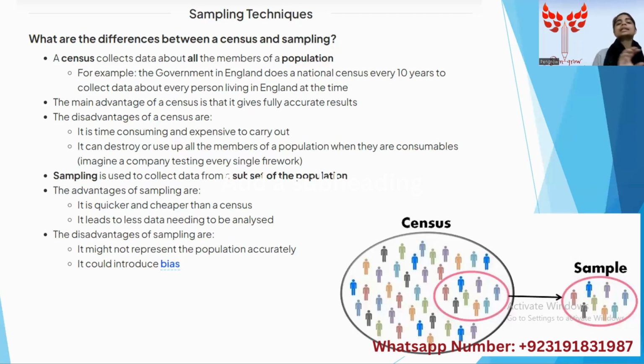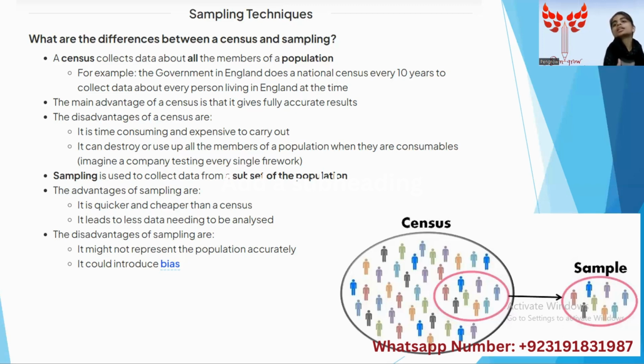That is when you're collecting data from a subset of the population. And the advantage of sampling is that it is quicker and cheaper than a census, and it leads to less data needing to be analyzed. But the main disadvantage would be it might not represent the population accurately.